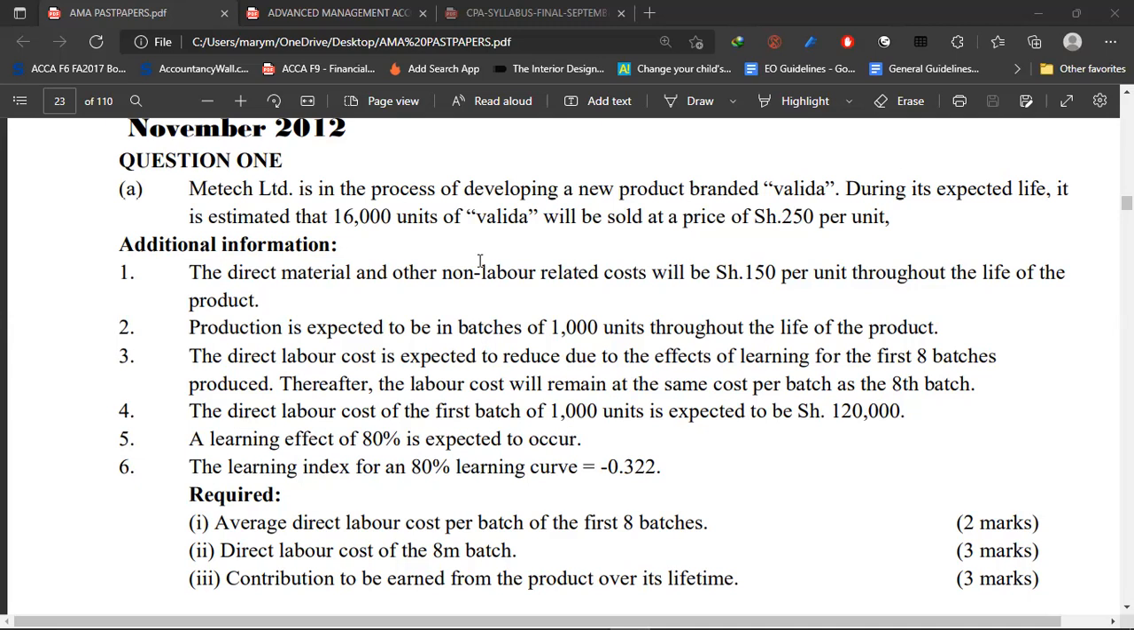So let us continue. November 2012, question 1A, right? Maura to read for us. Maura can read for us right now.